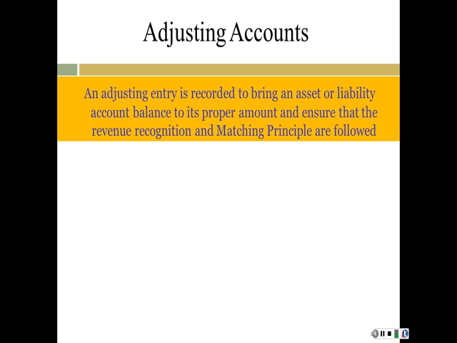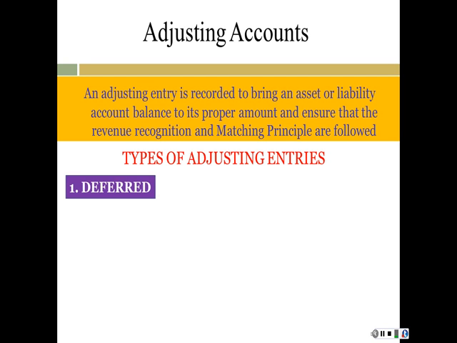And so what we have is different types of adjusting entries that we prepare. Adjusting entries are broadly broken down into two categories, deferred and accrued. So the first type of adjusting entry is a deferred adjusting entry. The word deferred means delay. Delay in recording an expense or a revenue. So we have two types of deferred adjusting entry.